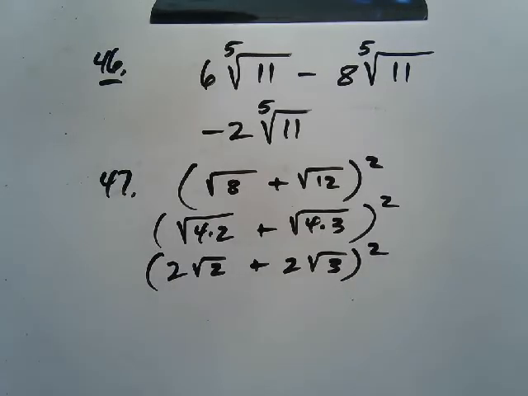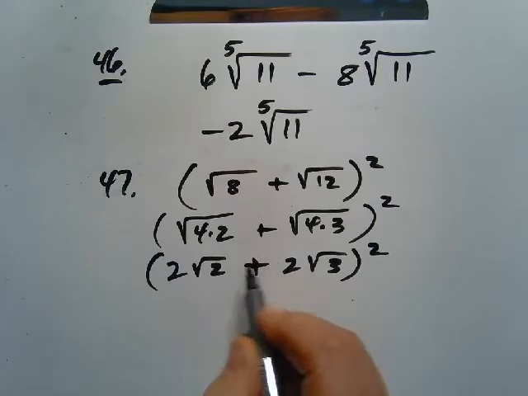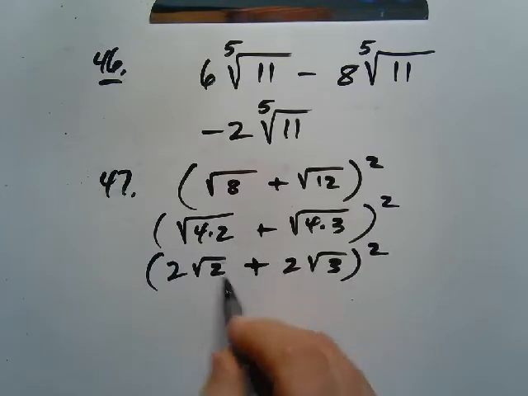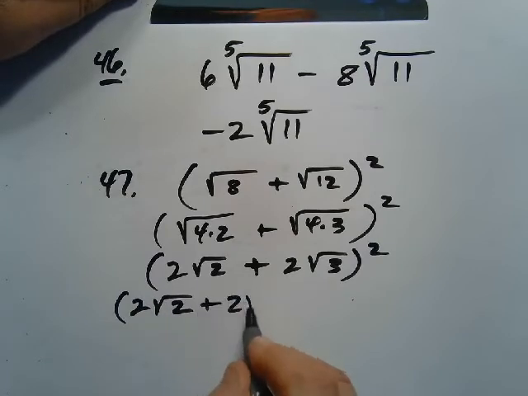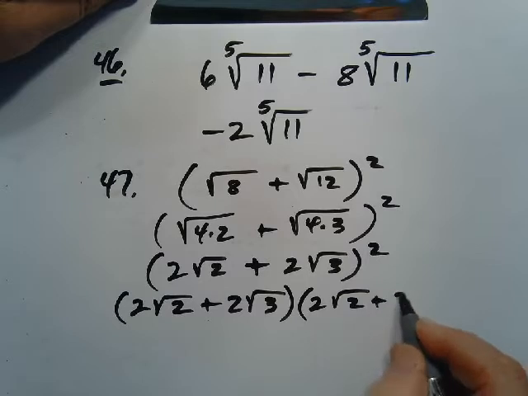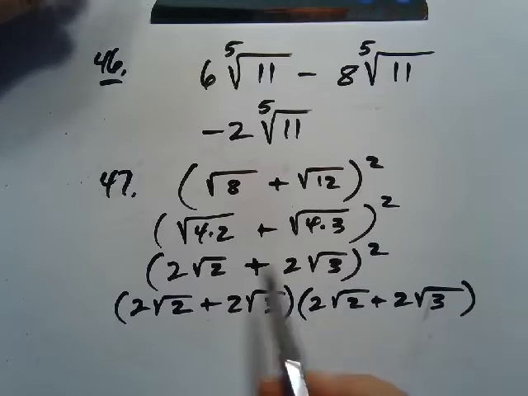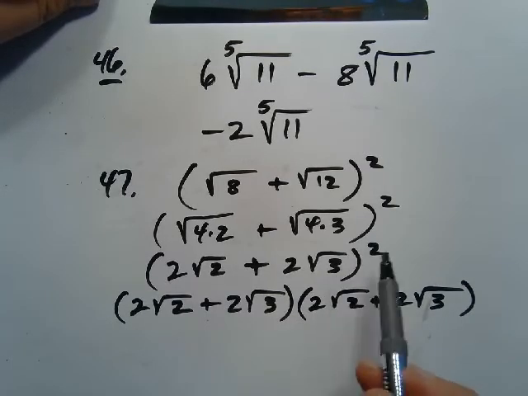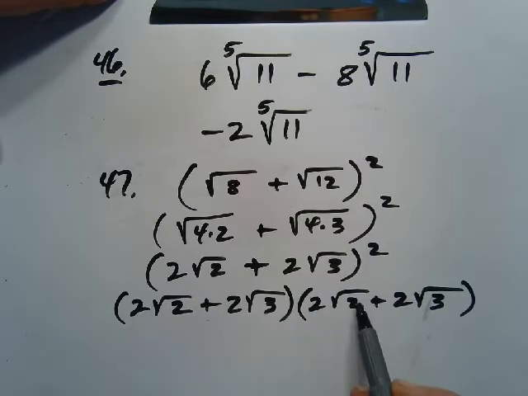Okay? Now that means we're going to square this binomial here. We can't just square each part and call it good. We have to actually FOIL this thing. So this is going to be 2 root 2 plus 2 root 3 times itself, 2 root 2 plus 2 root 3. I might run out of room here, but we'll see how far we can get on this, okay? It's this binomial squared. All right, we're going to FOIL. Now remember, you multiply the numbers out front and you multiply the radicals together.